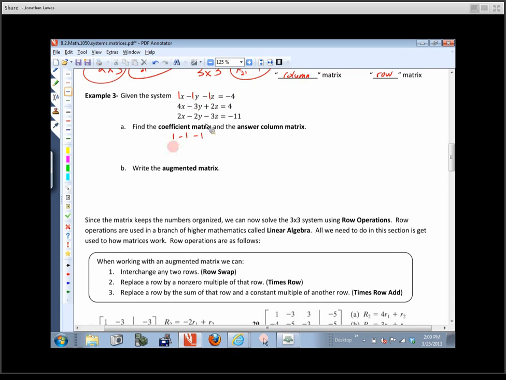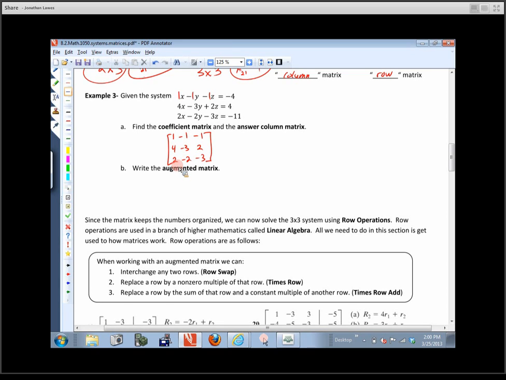The next row is going to be 4, -3, 2. Now, notice that I didn't write the plus sign in front of it. Okay? Not required, because we know that's going to be in the second row, third position. If it doesn't have a sign in front of it, we get to assume it's positive. And then the last row, third row, is going to be 2, -2, -3. And to make sure everybody understands this is a matrix, what do we put around it? Square brackets. So I do square bracket here, square bracket here. Okay, that's what's called the coefficient matrix.